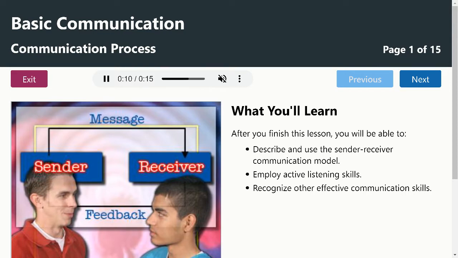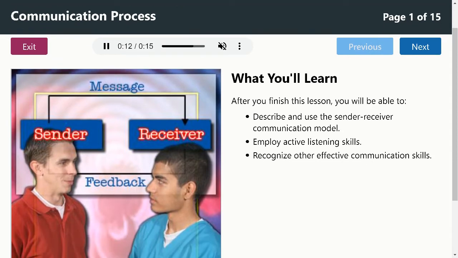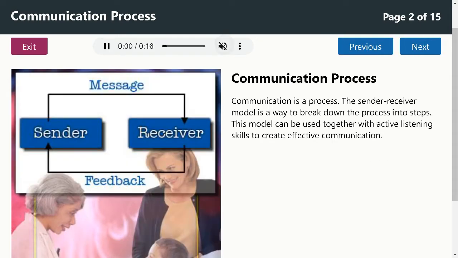All right, so our objectives are to describe and use the sender-receiver communication model, employ active listening skills, and recognize other effective communication skills. So communication is a process. The sender-receiver model is a way to break down the process into steps. This model can be used together with active listening skills to create effective communication.